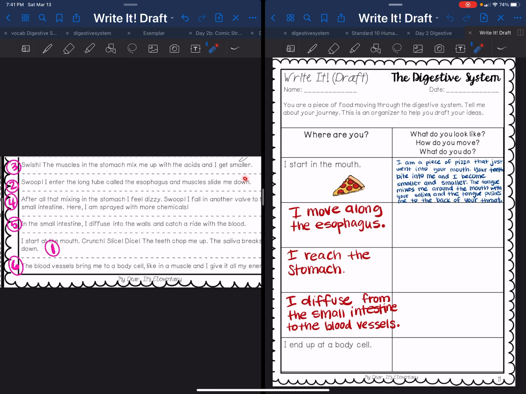So look over here. I move along the esophagus. Swoop. I enter the long tube called the esophagus, and muscles slide me down. All right. So after today's lesson, you'll be able to come back and fill this in and this in. But for now, go ahead and write. So I move along the esophagus. That's the second step. Swoop. So go ahead and write. Swoop. I enter the long tube called the esophagus, and muscles slide me down. Write that there. And then the third step, I reach the stomach.